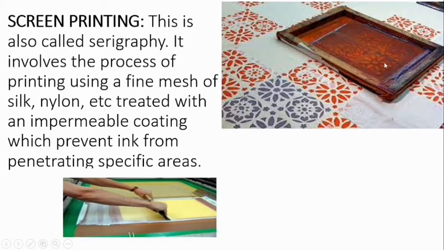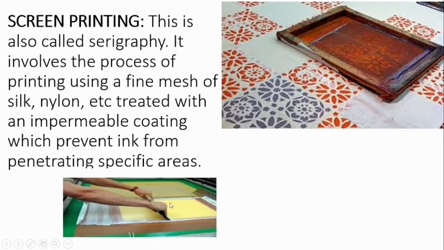This is a screen. We call it a screen or mesh. This mesh is treated with some chemicals to prevent ink from getting into some areas you don't want the ink to get into, and then you create a designs. After creating these designs, you get a squeegee. What this artist is holding right now is called a squeegee.